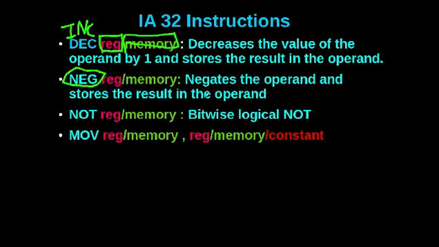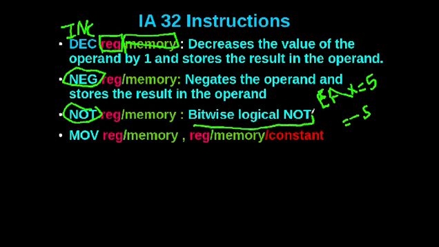It negates the operand and stores the result in the same operand. Like, let's say EAX equals 5, and I do the negate. Now EAX will equal -5. And NOT is the bitwise logical not.